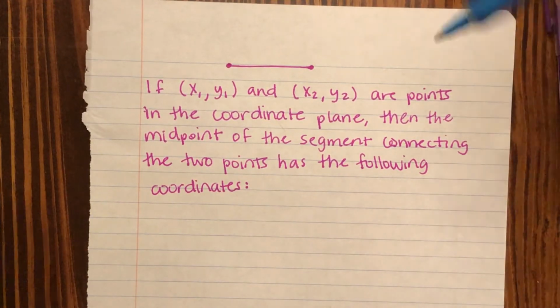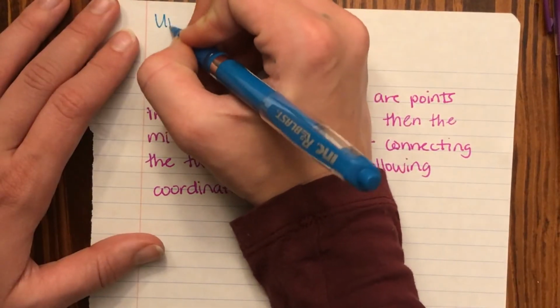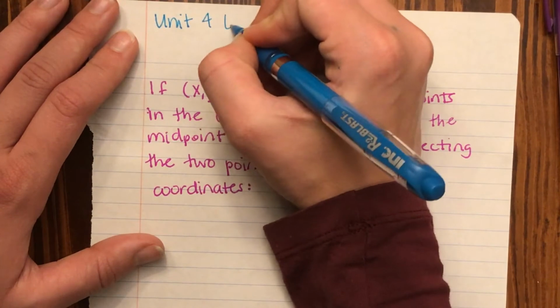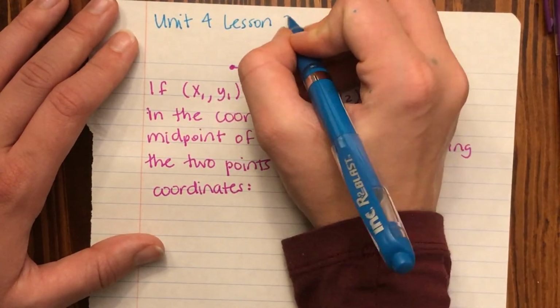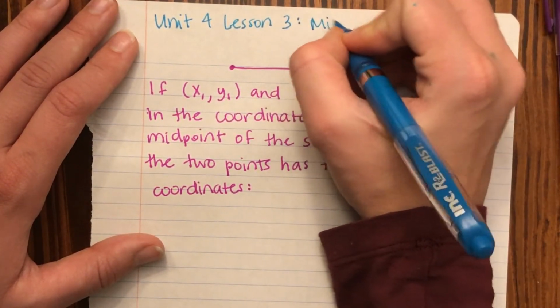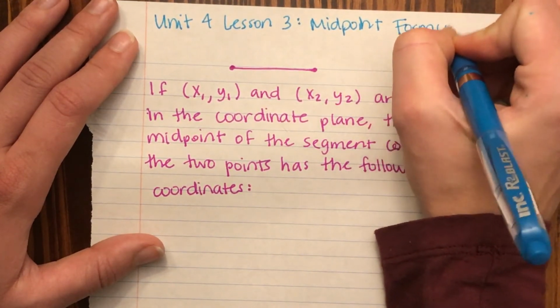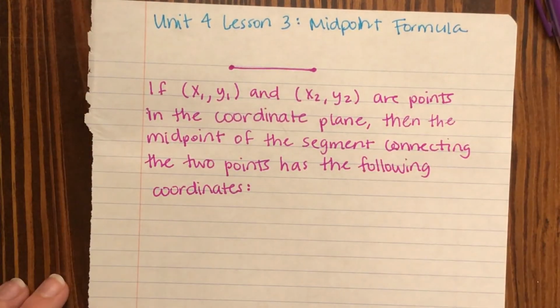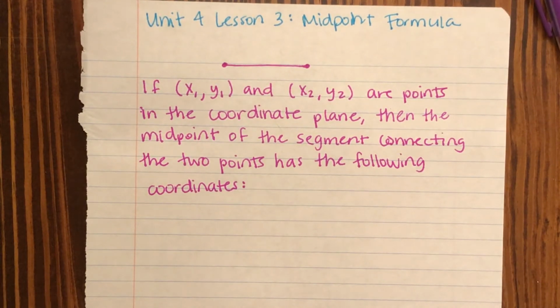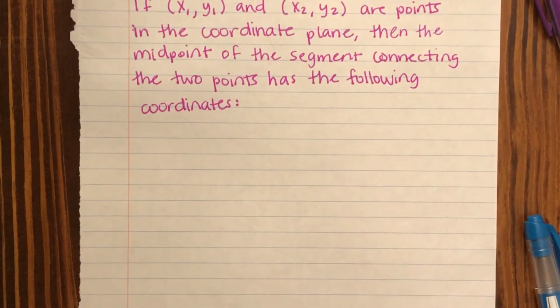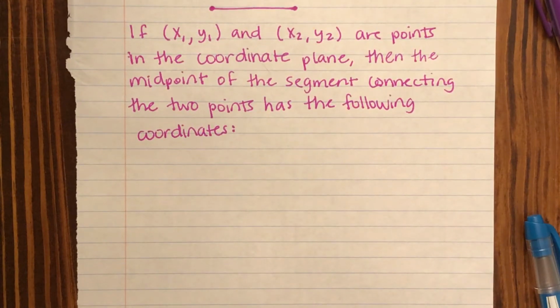If you want to title your notes, sorry, we're in Unit 4, and this is Lesson 3, midpoint formula. All right, again, I'm just going to do a couple of examples. We are not going to graph these, guys. We're going to do them by hand, okay? So I'm going to give you 2 points, and we're going to calculate the midpoint. All right, so how do we do that?